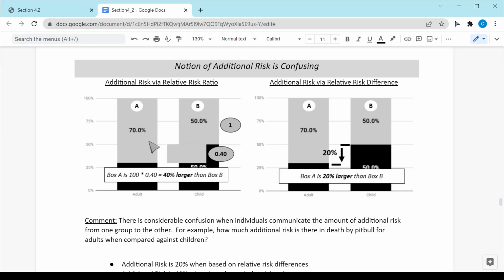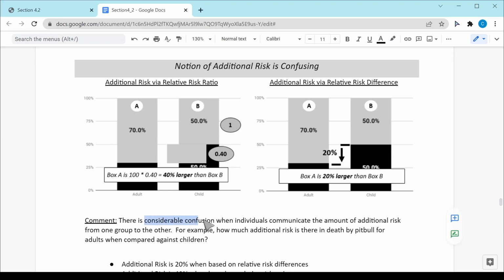But that's confusing if you also are thinking about risk differences. If you think of just the differences, it's 20% larger. So some people will say that box A is 40% larger, and that is correct if they're doing relative risk ratios. But if somebody else is doing a risk difference, they're only going to say that box A is 20% larger. Now, both people are right. It's just, how are you basing that percentage? Are you doing that as a difference, or are you doing this as a risk ratio and then looking at that additional amount?